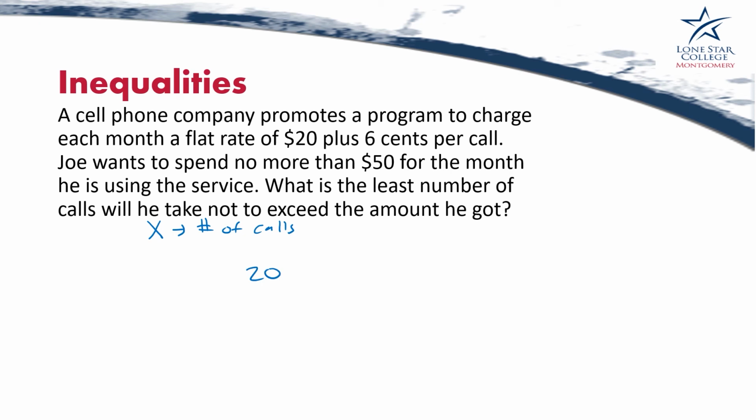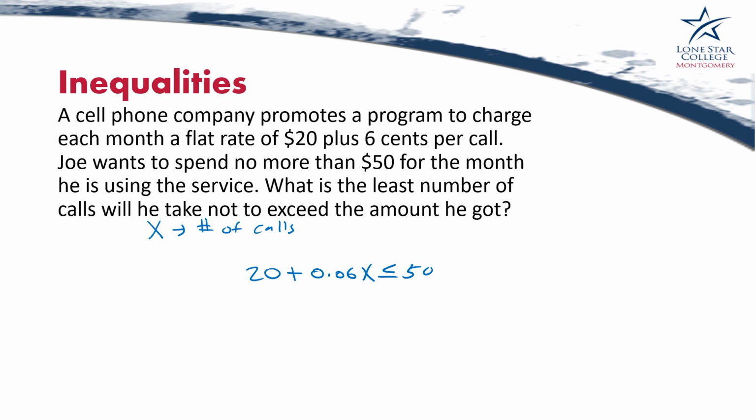So plus 6 cents as a decimal is 0.06. 6 cents per call means that for every call, it's costing him 6 cents. So it would be 0.06x, because it'll be 6 cents times the amount of calls, which we don't know what it is. And he doesn't want to spend no more than $50. That means that he doesn't want to exceed his $50 budget for the month. So it has to be less than or equal to $50. That's the amount of money his bill should cost. So we have an inequality now.